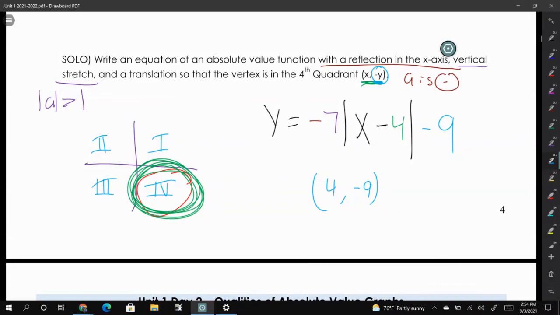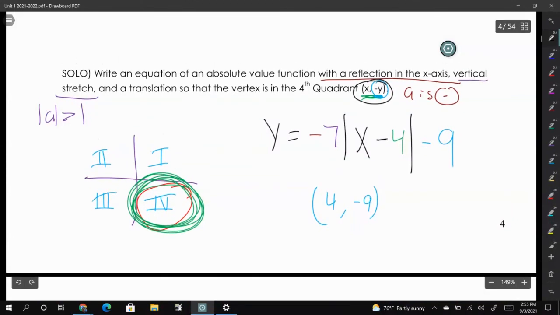Now, if you wanted to, you could have just said, let me pick a point in quadrant 4 first, and then create my equation based on that point. Either way works. So I hope that you're getting an understanding of the effects of what a, h, and k do in our absolute value functions. It is very important to understand this because a, h, and k are something that we're going to deal with all year.